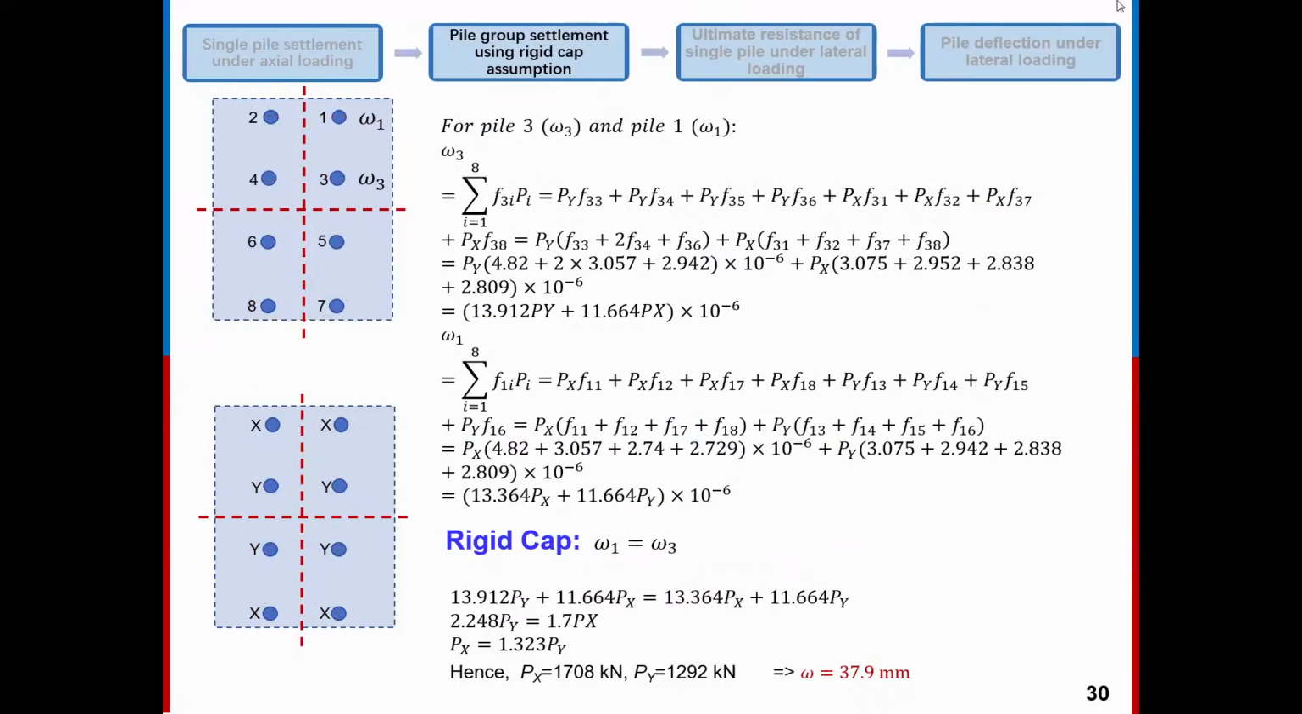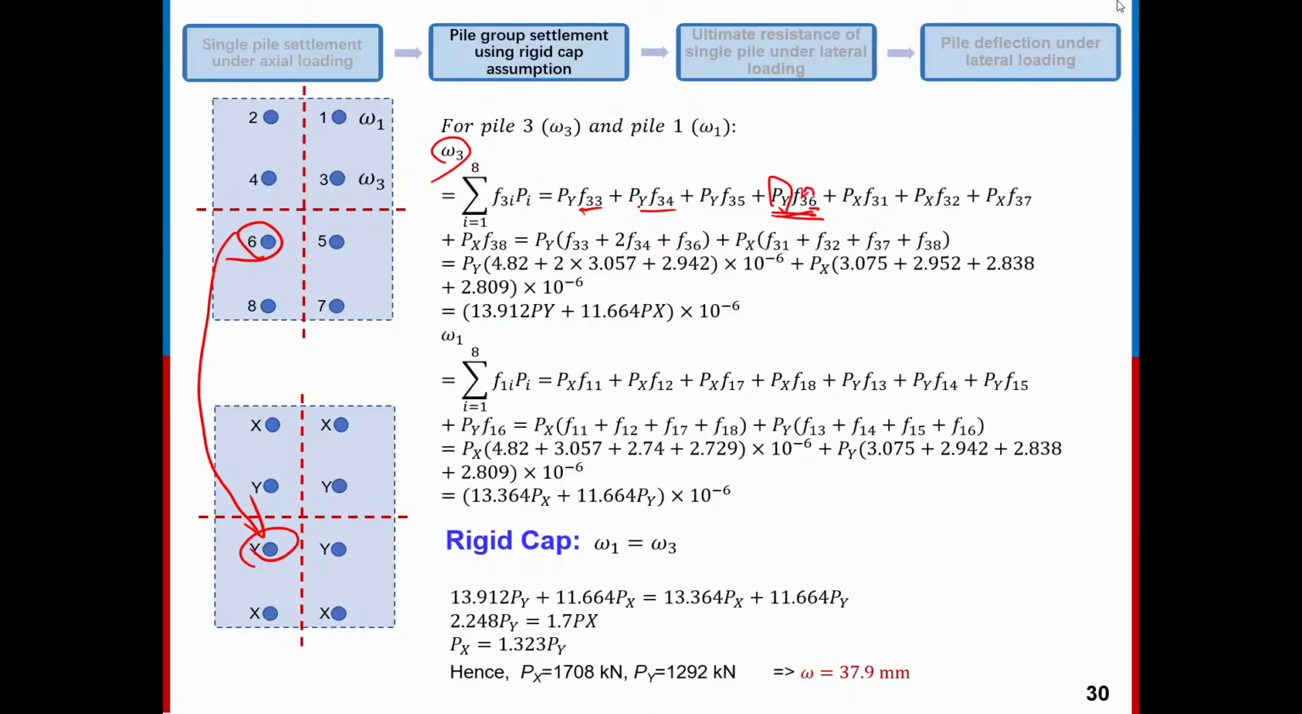Okay, so we can just put the Fij, Fii, of course this is Fii, to calculate the settlement of pile 3, okay? For example, if you calculate the influence from pile 6 to pile 3, we use, okay, Py is the force on top of pile 6, right? You can see here, the force is Py, right? Py multiply F36. Okay, the influence from 6 to 3.